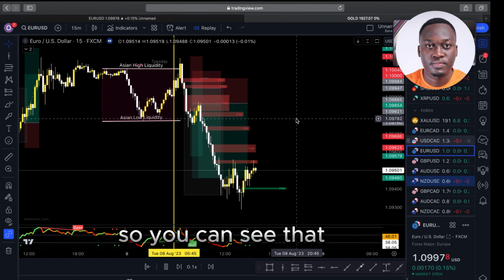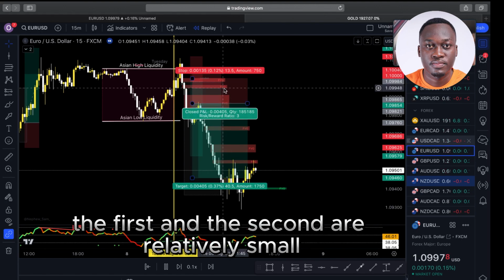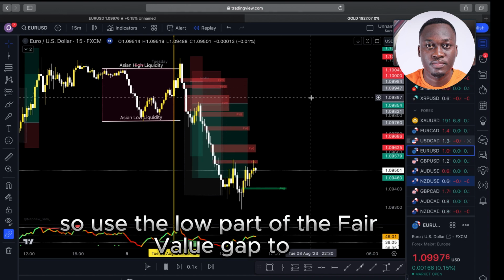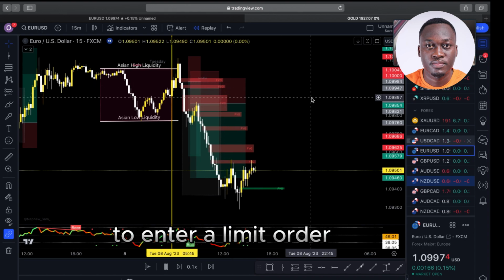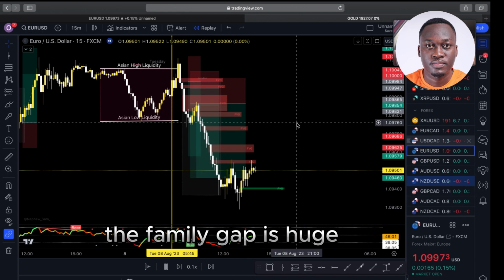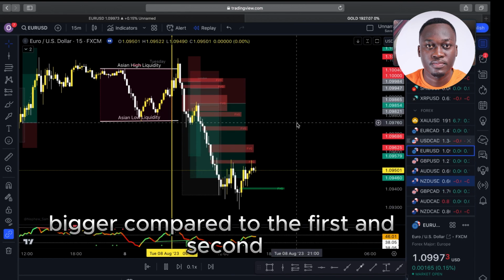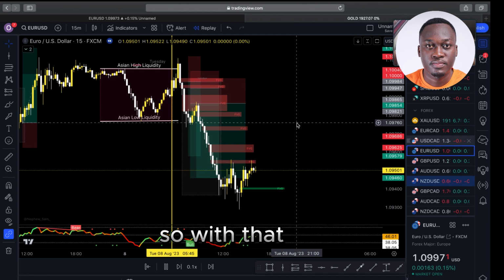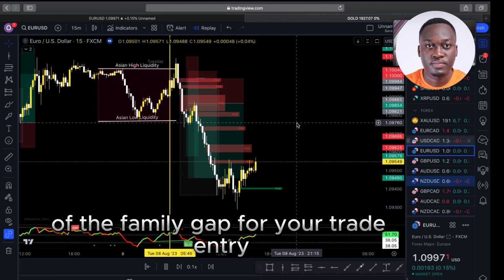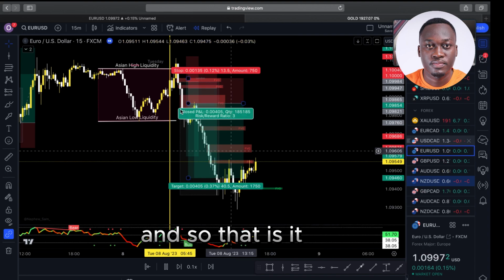Are you getting it? So you can see that the first and the second are relatively small. So use the low part of the fair value gap to enter your limit order. But you realize the third one, the fair value gap is huge. It is relatively bigger compared to the first and second. So with that, you use about 50% of the fair value gap for your trade entry. Are we good?